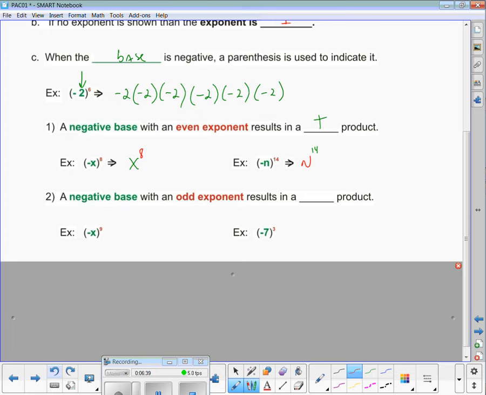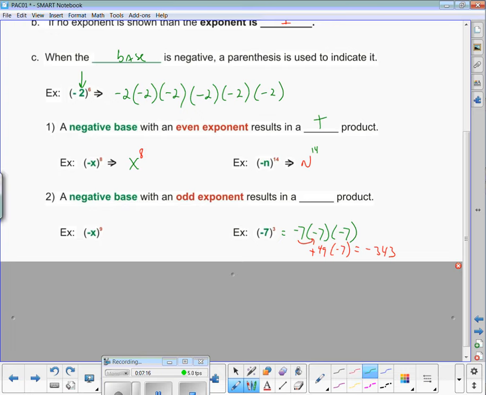If you look to the right here, look at this example. So really what's here, if I wrote it out, would be a negative 7 times a negative 7 times a negative 7, right? So watch what happens. A negative times a negative is a positive. You'd have positive 49 times a negative 7. And what's a positive times a negative? It's a negative. And this thing's going to end up being negative 343. Well, that's what's going on.